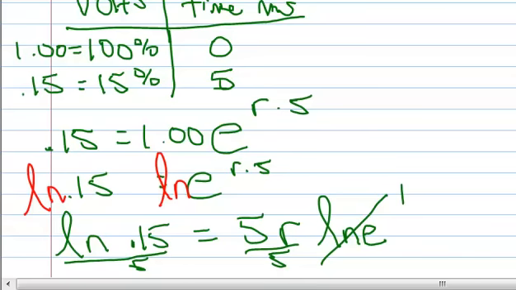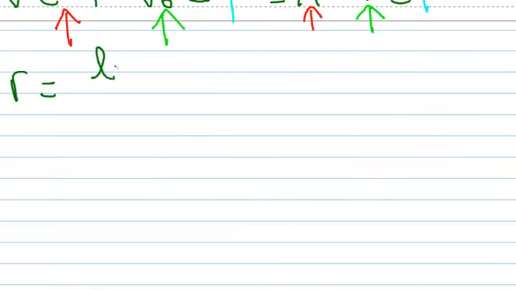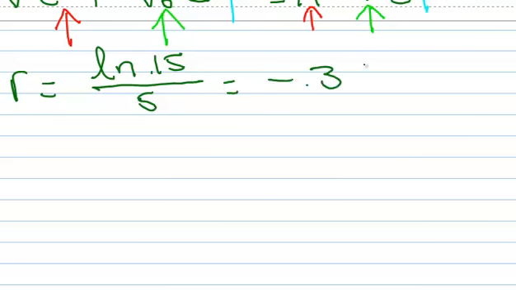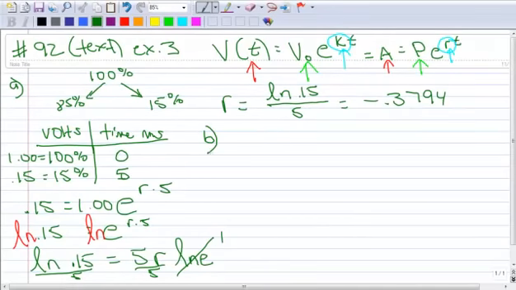So let's move this up here and continue this. So r is equal to the ln of 0.15 over 5. And when you do that in your calculator, you get negative 0.3794. And you're going to keep that in your calculator because you're going to use that for part B, and you're going to do that second answer thing, which I showed you on the last example.